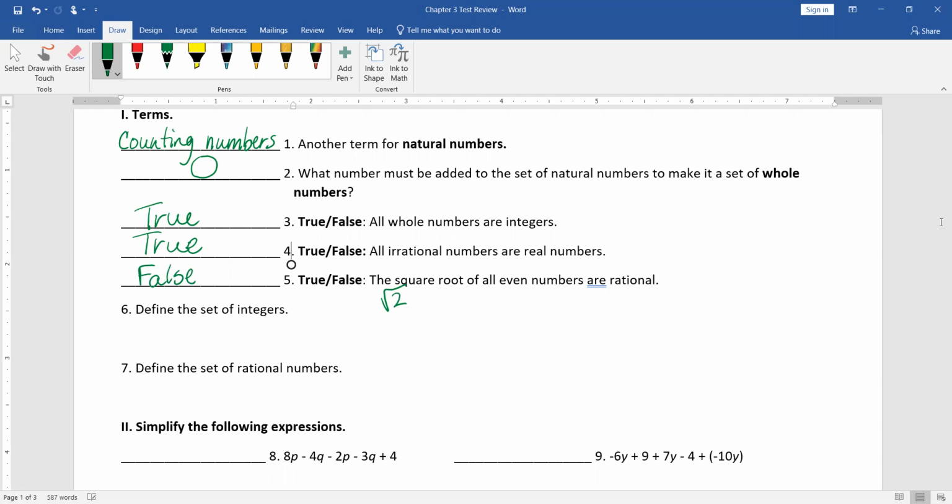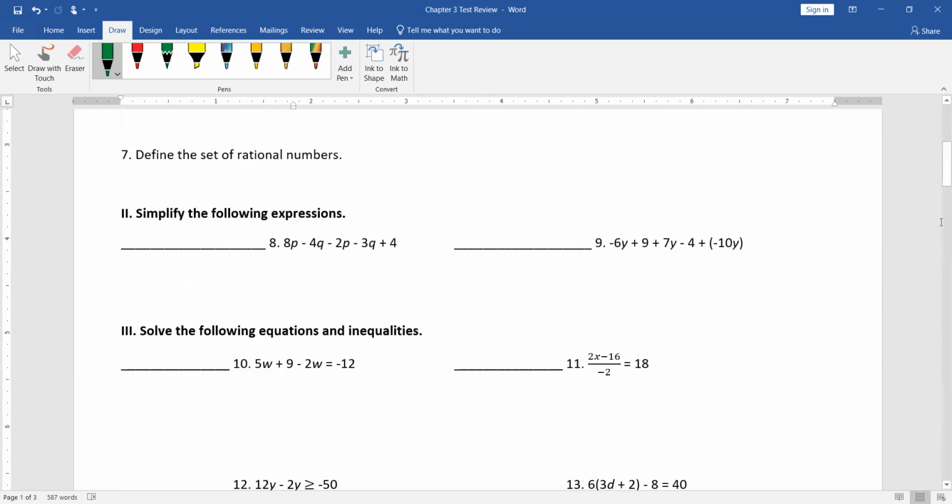So think about that. If you get a question that says like the square root of all odd numbers are irrational, or the square root of all even numbers are integers, just think about all of the numbers. Very quickly, you'll see that a lot of those are false. Okay, we're going to skip 6 and 7 real quick. We'll do those in class tomorrow.